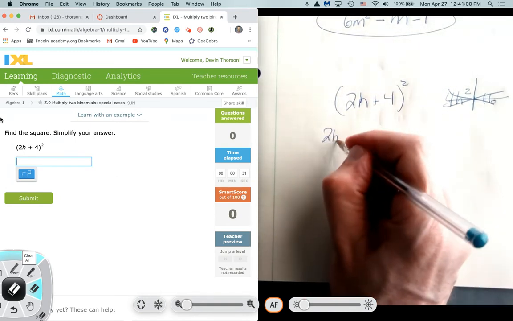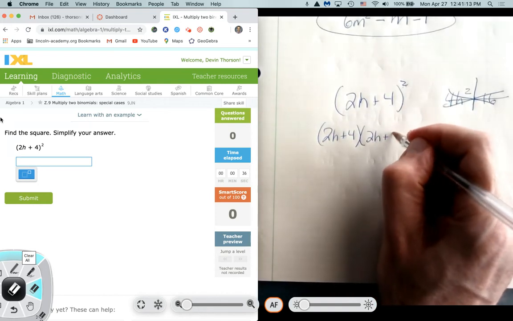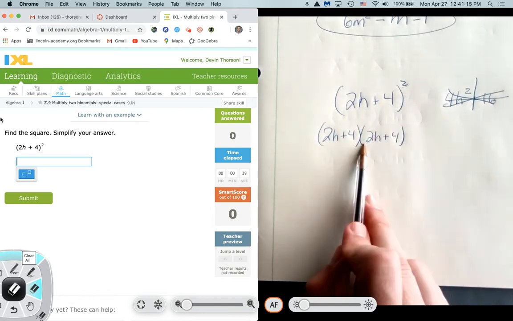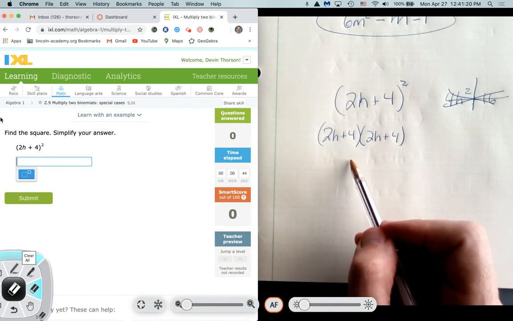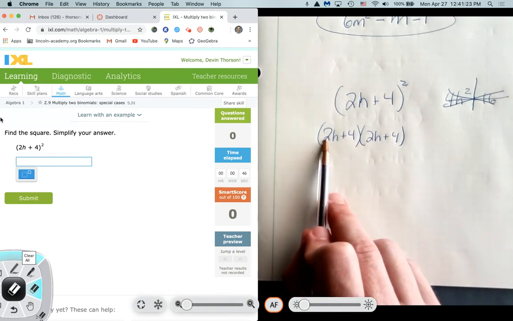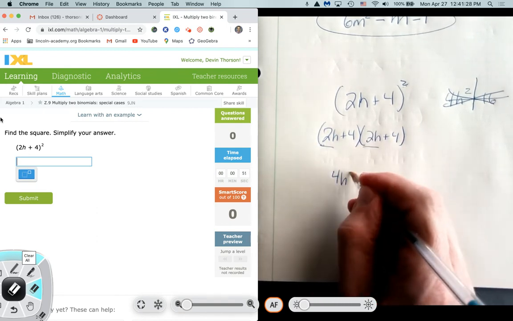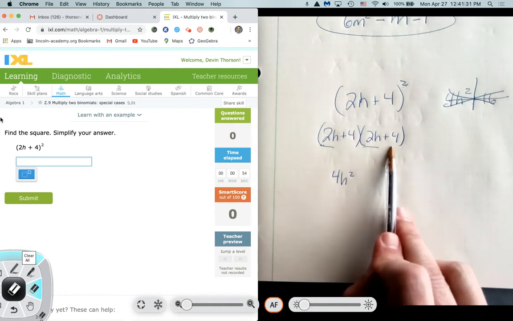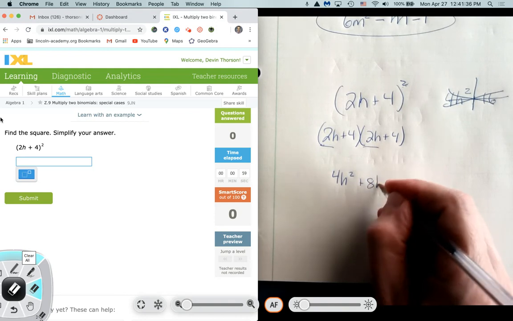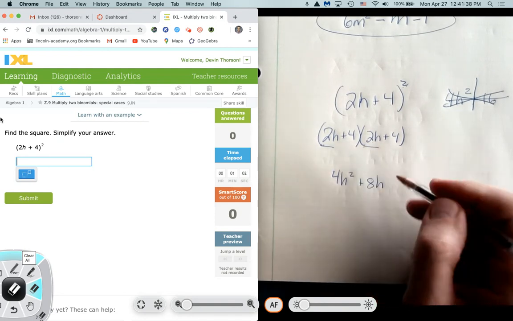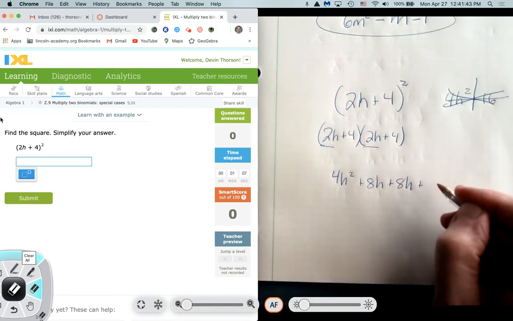A 2h plus 4 squared means to multiply it again by itself. 2h plus 4 is times another 2h plus 4. We got to distribute, FOIL, do the rainbow, whatever method works best for you. 2h times 2h, first times first, is going to give me a 4h squared. First times last is going to give me an 8h. Last times first is going to give me another 8h. And then last times last is going to give me a 16.